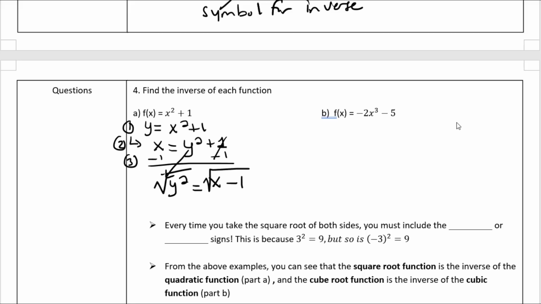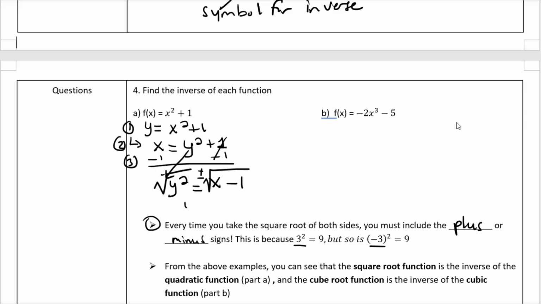However, guys, this is the key note here. When you do this, you need a plus or minus sign here. The reason why you need a plus or minus is because the square root can have two values, a positive value and a negative value. So this is what this bullet point tells you. Every time you take the square root of both sides, you must include the plus or minus signs. Here's the example: 3 squared is 9, but negative 3 squared is also 9. So when you take the square root, you're going to have 3 and negative 3, a positive or negative value. Therefore, you have to be careful to do the plus or minus when you do the square root.